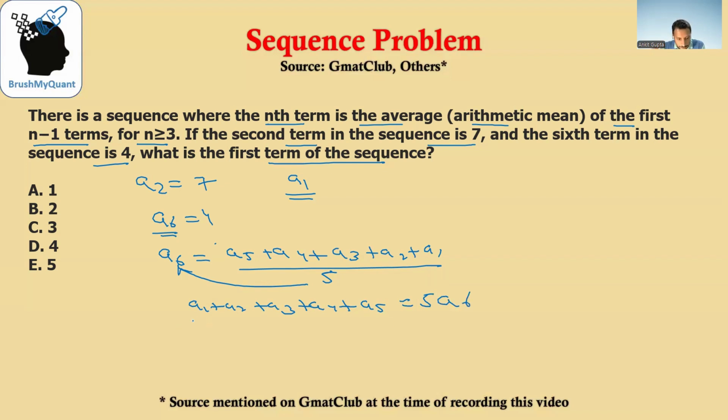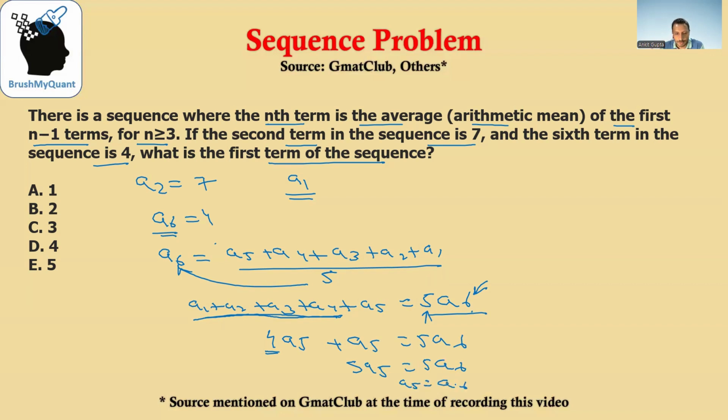Following this pattern, we can very well write A1 plus A2 plus A3 plus A4 as equal to 4 times A5. Why 4 times? Because here, all these values are actually equal to 5 times A6, and this number is 1 less than this. So A1 plus A2 plus A3 plus A4 will be equal to 4 times A5. A5 plus 4 times A5 is equal to 5 times A6, or 5 times A5 is equal to 5 times A6, or A5 is equal to A6.